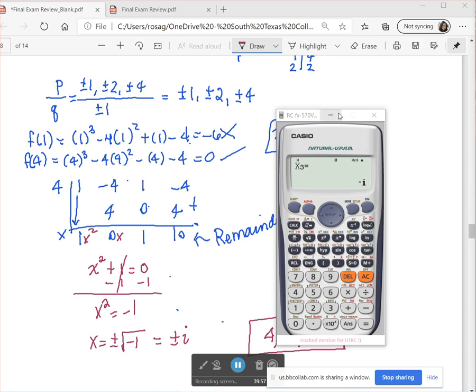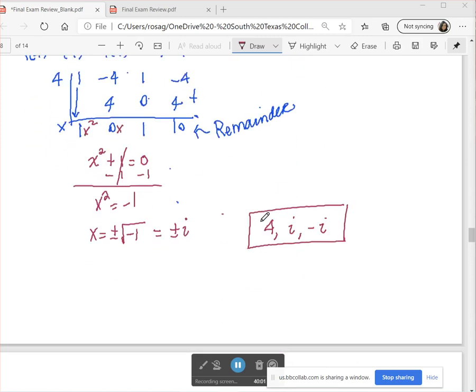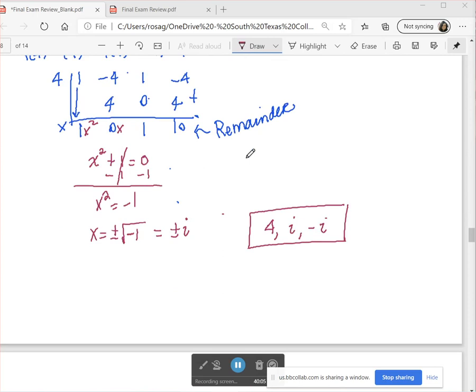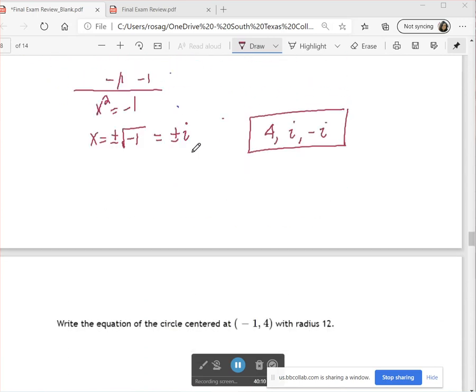So if you're using the TI, maybe you can search some videos and see what you can find on solving cubic equations or finding the zeros of cubic functions. That may be what you can search.